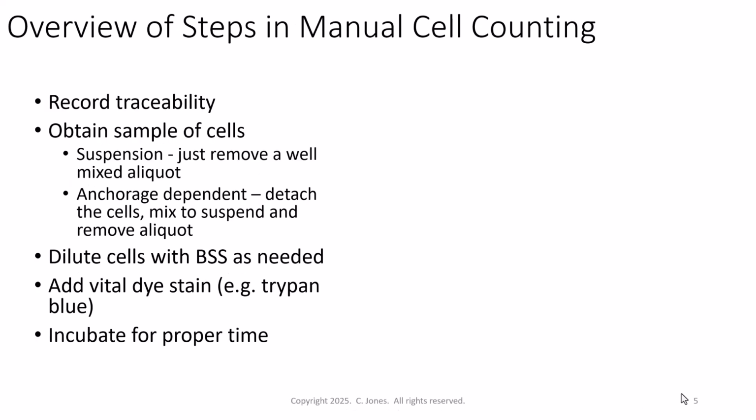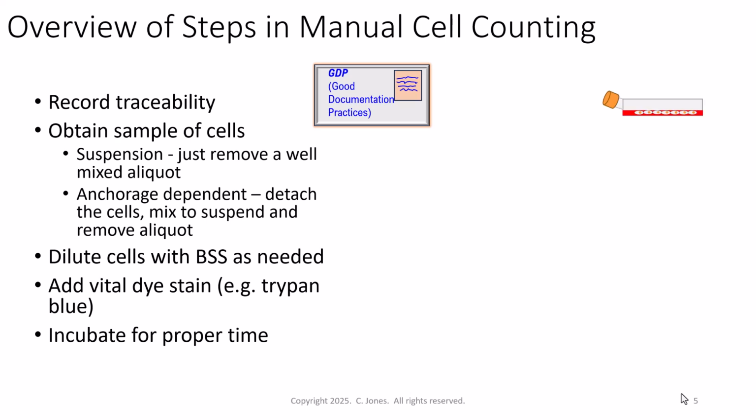Let's look at the steps then involved in manual cell counting. Since we try to mimic a GLP or cGMP regulatory environment, the first step in any process for us is to record traceability following good documentation practices. Then we have our sample of cells. In this case, these are anchorage-dependent cells. They are attached to the flask.